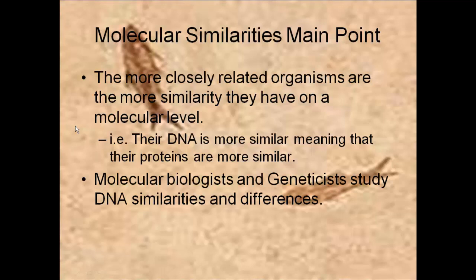So the main point is the more closely related organisms are, the more similarity they have on a molecular level. So their DNA is more similar, meaning that their proteins are more similar. You guys should remember that, right? Protein synthesis. DNA is going to be the template for that. Based on the DNA, the RNA gets made. From the RNA, we are going to be able to make proteins.